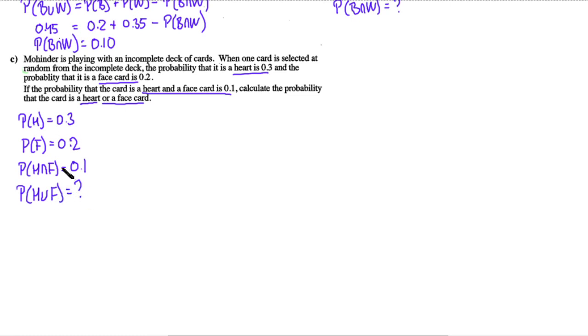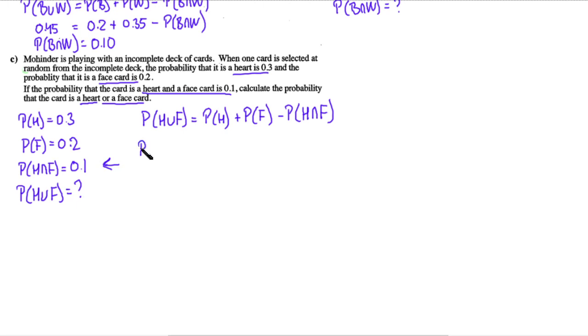So again, these are not mutually exclusive events because we have this situation right here. We can have a card that is both a heart and a face card. So we're going to be using the formula for not mutually exclusive events. So in this question here, it will be the probability of heart or face card equals the probability of heart plus the probability of face card minus the probability of heart and face. We plug in the numbers that we have.